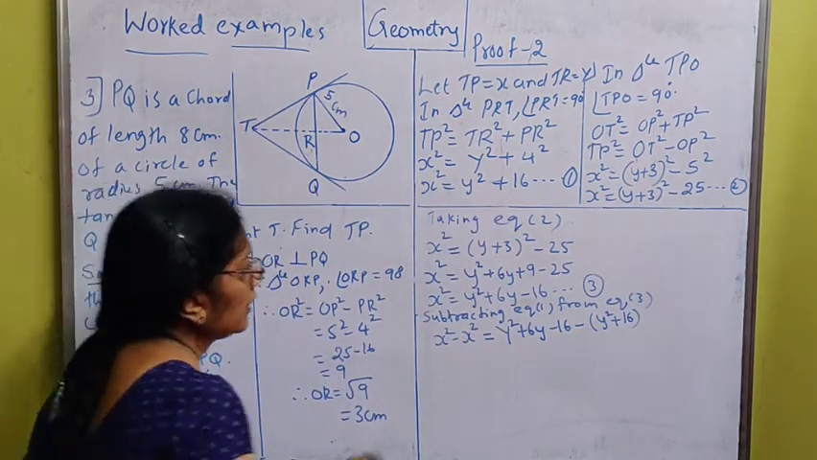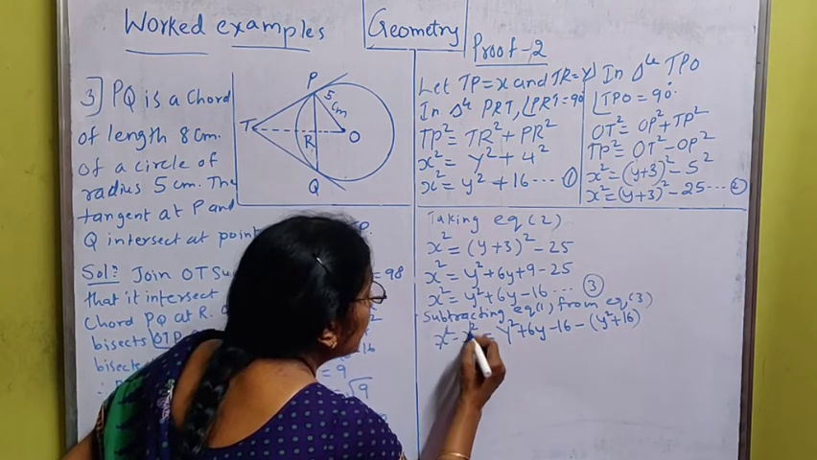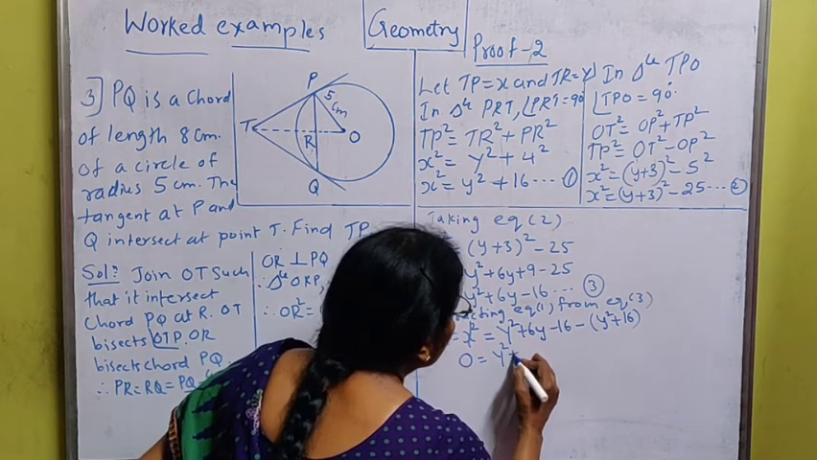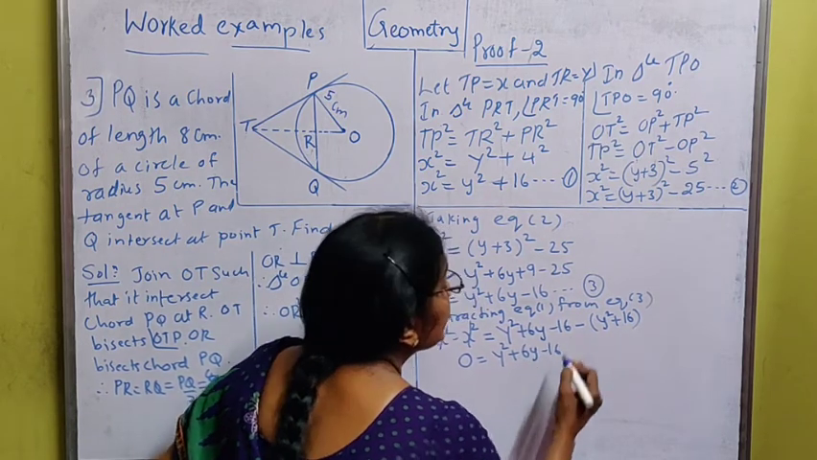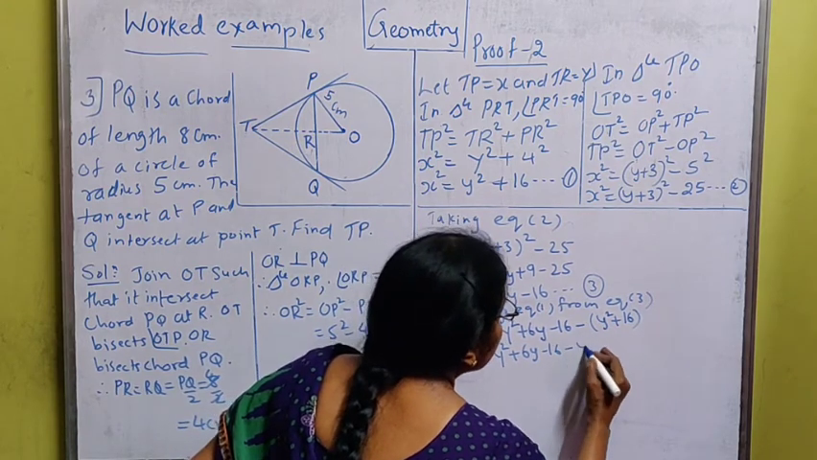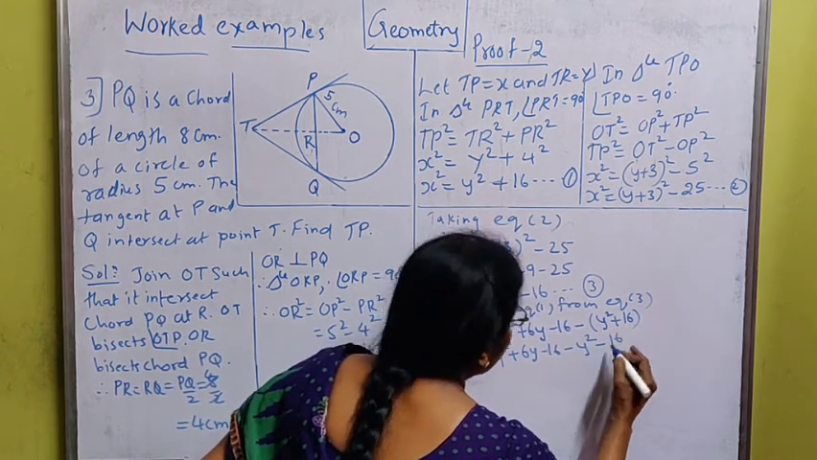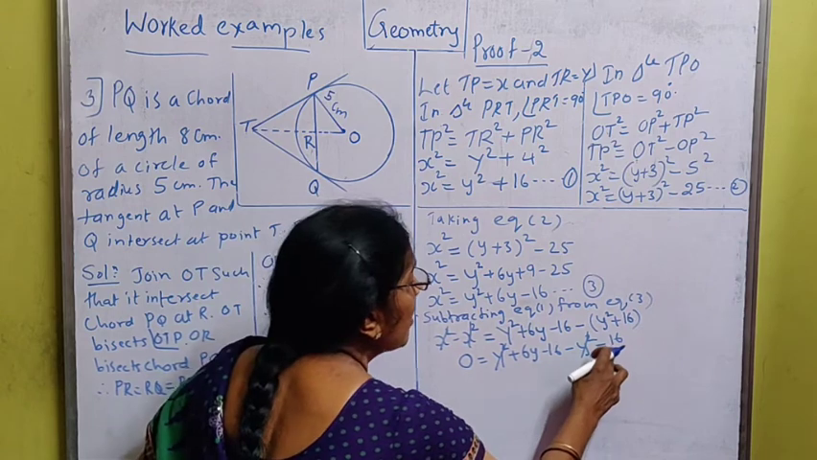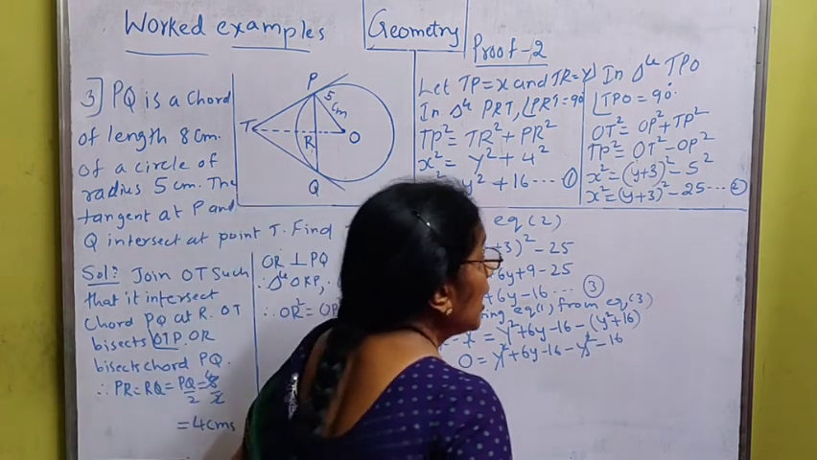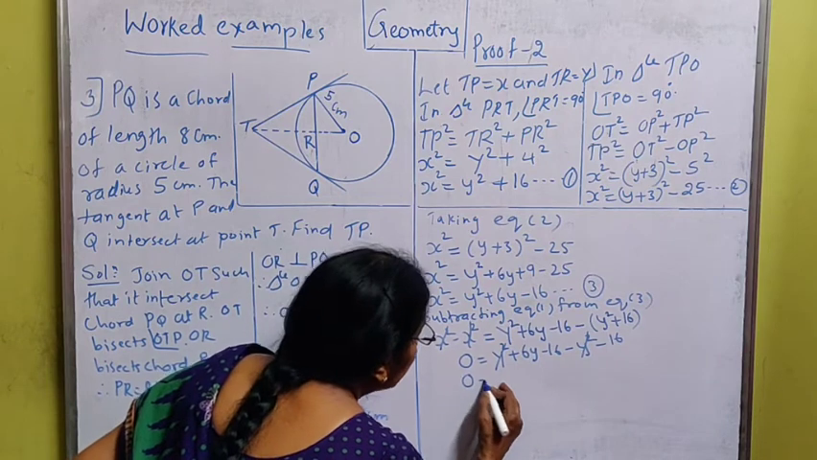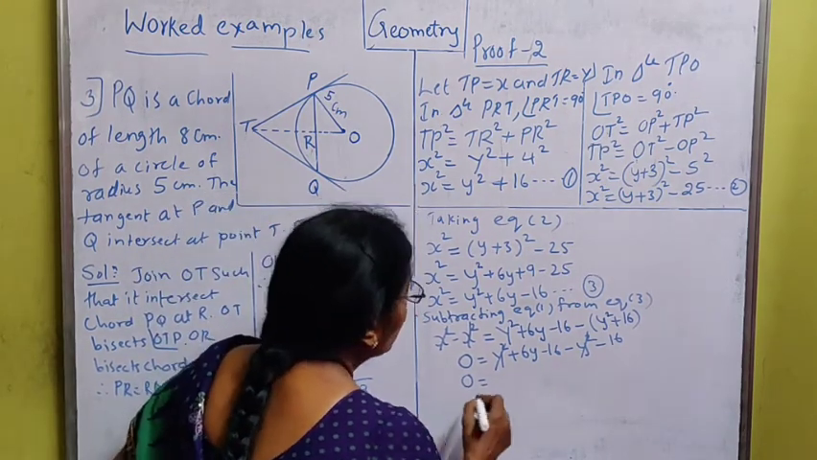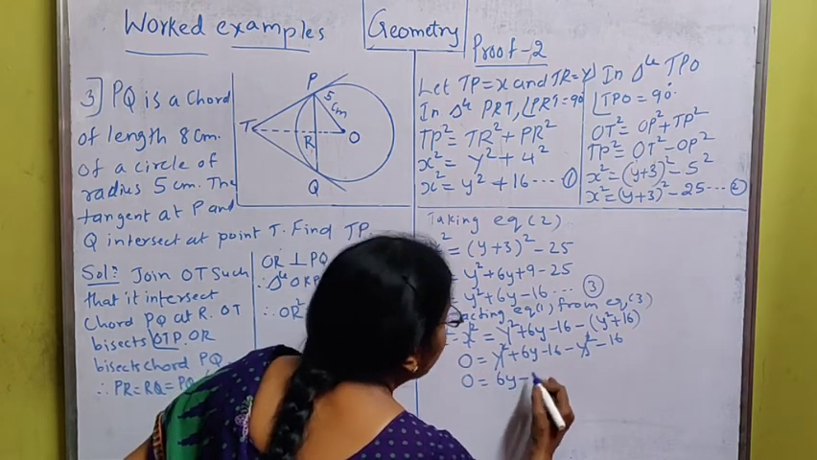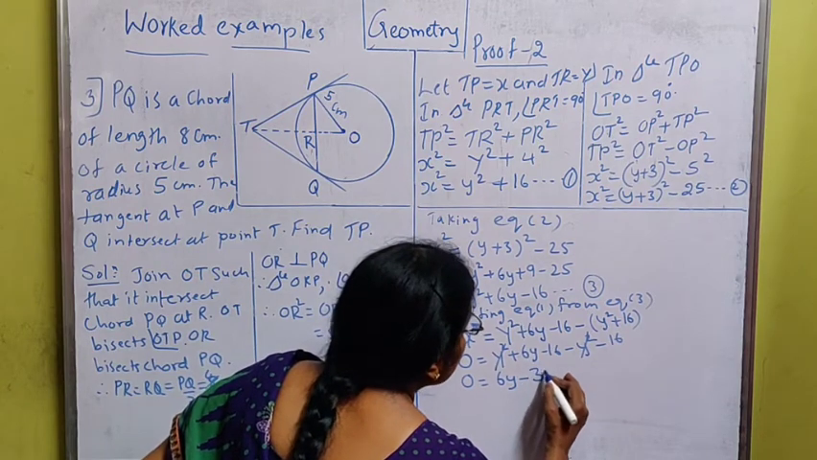Now plus x square and minus x square cancel, so here you will get 0 is equal to y square plus 6y minus 16, and minus into plus is minus, so minus y square minus 16. Plus y square minus y square cancels. Minus 16 and minus 16: add and keep the minus sign. So you will get 0 is equal to 6y minus 32.